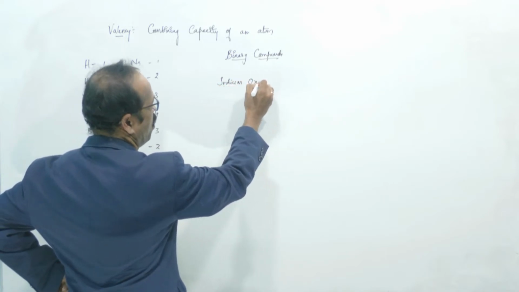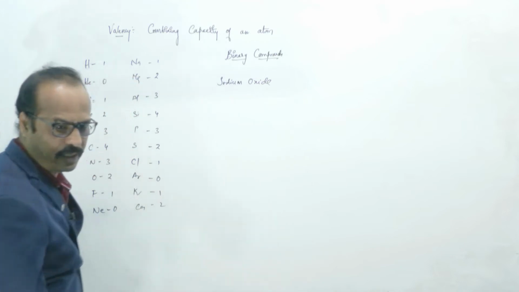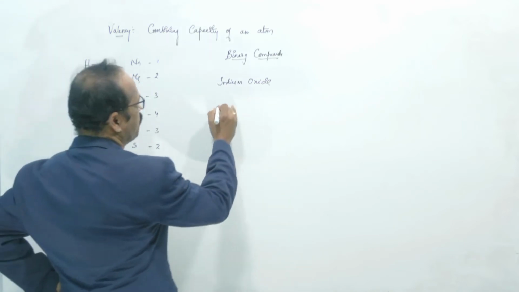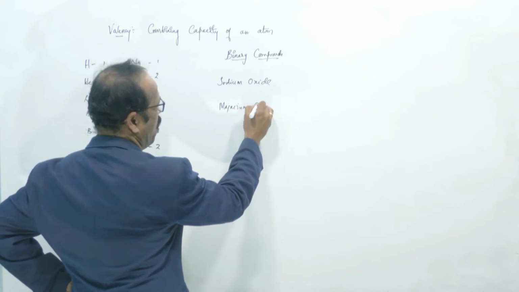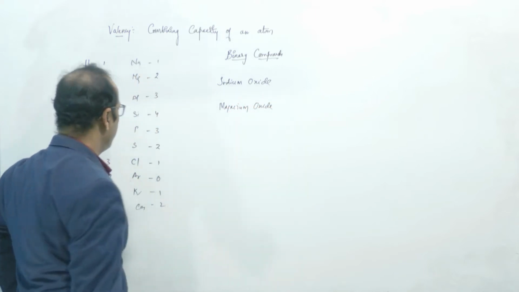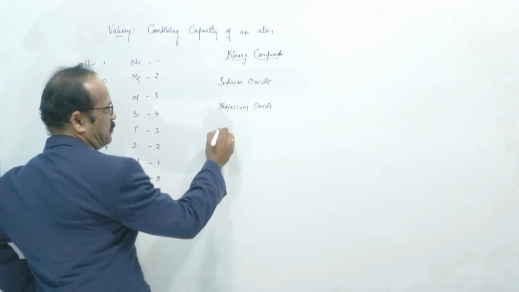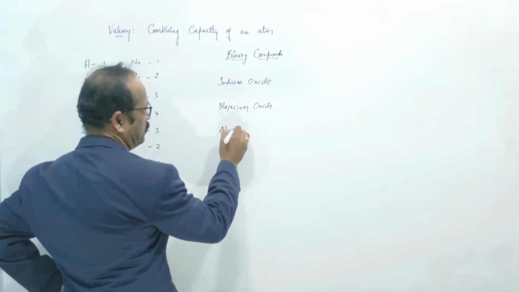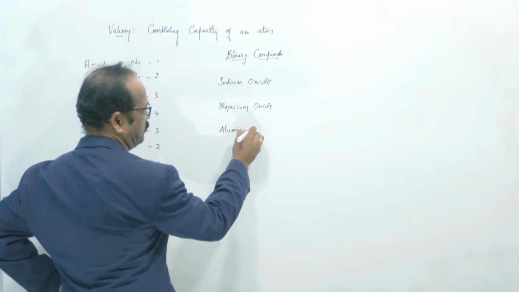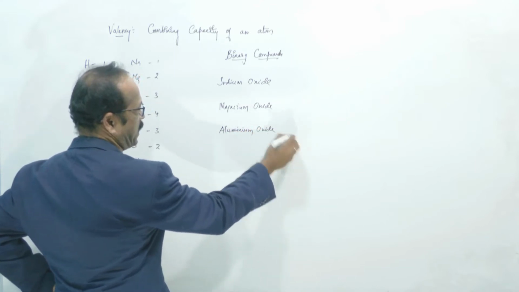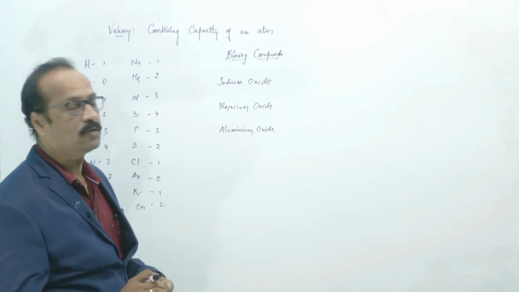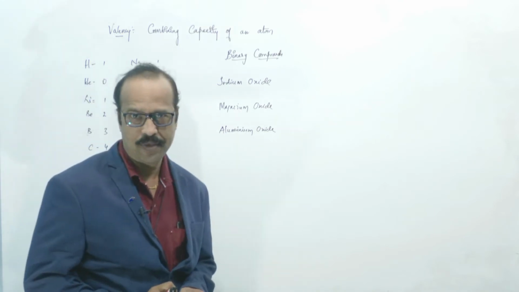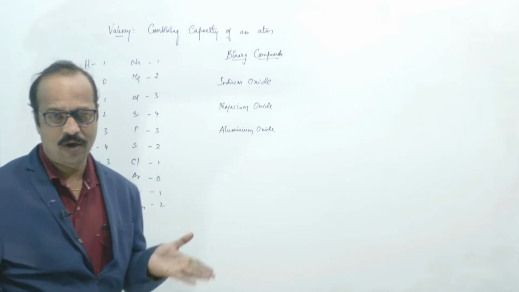Sodium oxide, right? And then we'll take the magnesium oxide. Magnesium oxide. Then I will take the aluminium oxide. Aluminium oxide. Right? So I've taken the 3 compounds here. One is sodium oxide, second is magnesium oxide, third one is aluminium oxide. Now how to write the formula for this one?